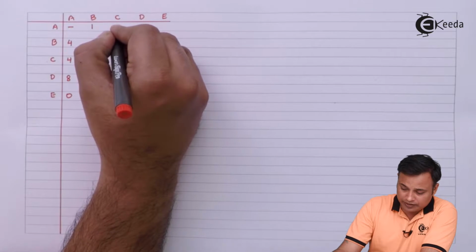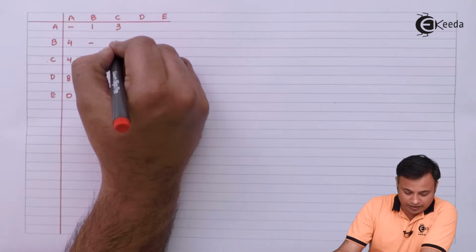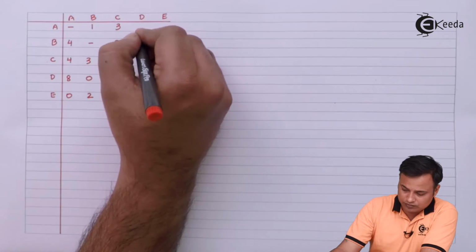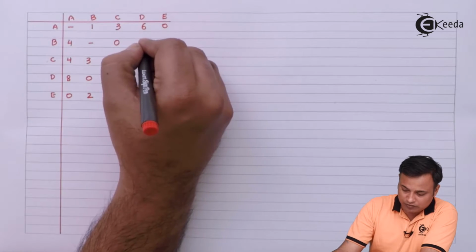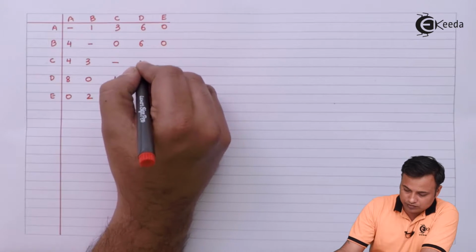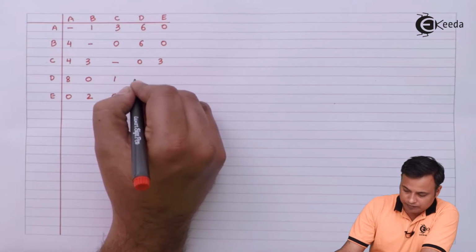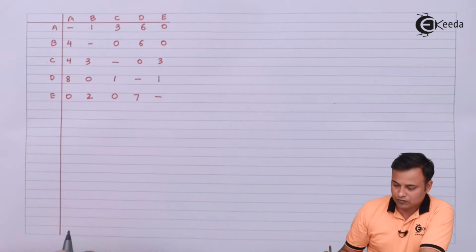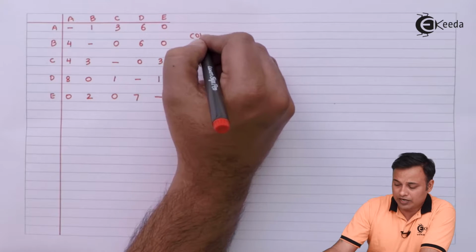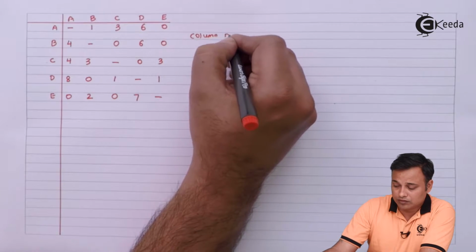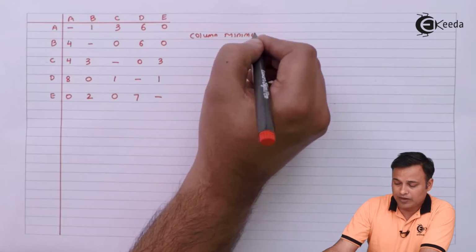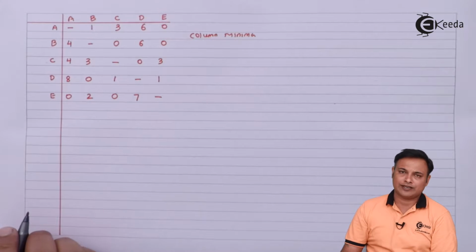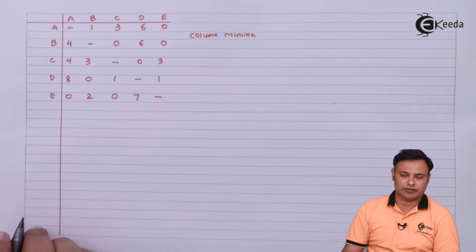So it will be 4 minus 1, 1 minus 1, 2 minus 1 and 1 minus 1, and the rest of the numbers shall remain the same. Now after column minima, my next step will be to check the optimality test. So let's rewrite the whole table and check for the optimality.